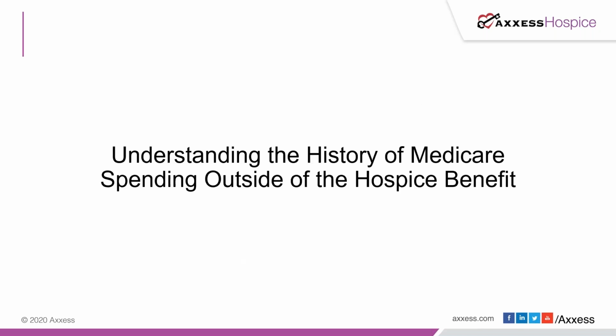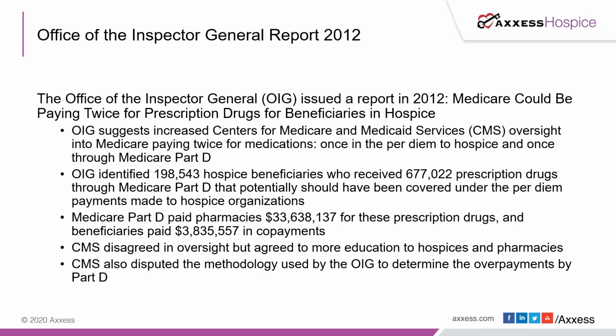So understanding how we got here is looking at the history of the Medicare spending outside the hospice benefit. Back in 2012, the Office of Inspector General, or OIG, issued this report, and they have wonderfully clear titles for their reports. Medicare could be paying twice for prescription drugs for beneficiaries in hospice. So they suggested that CMS give a little more oversight into making sure that the per diem rate that's being paid to the hospices is covering all of the medications that it should, and we're not paying again for those same services through Medicare Part B.